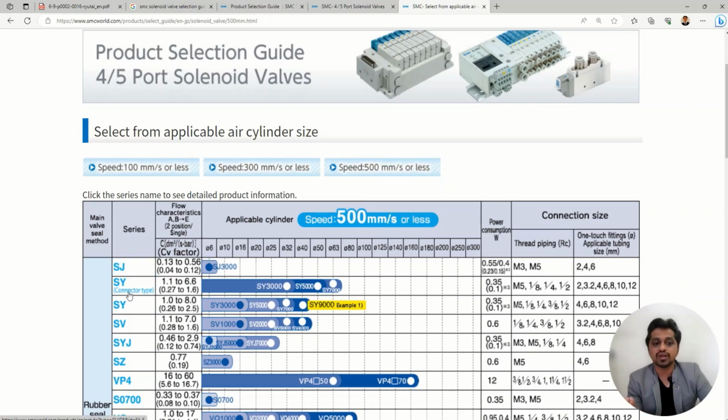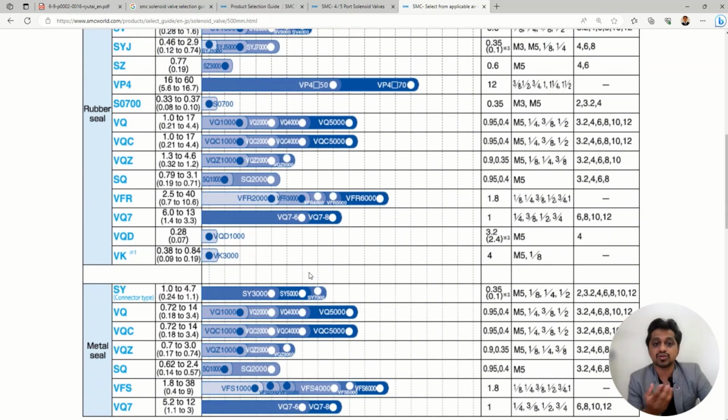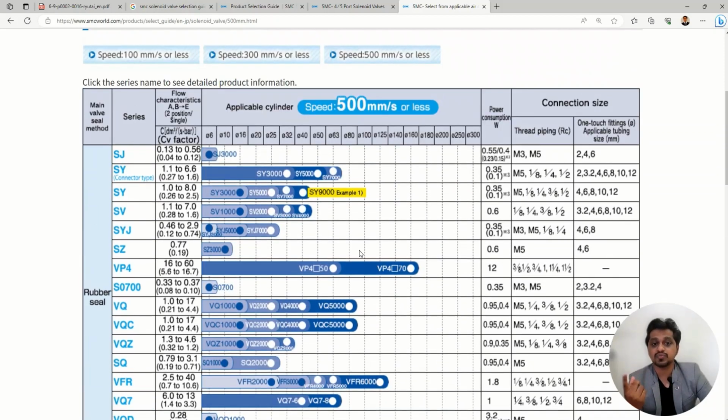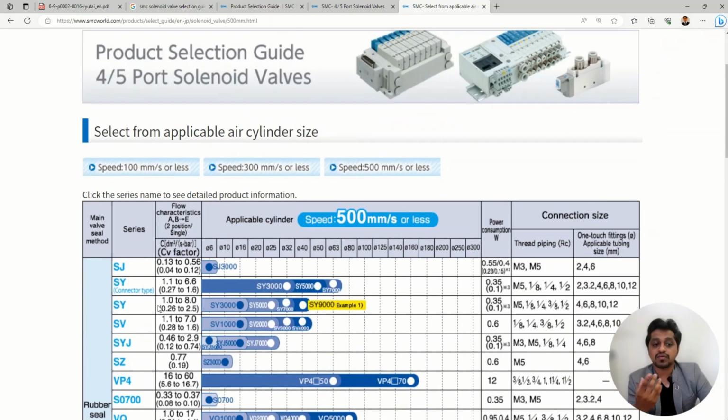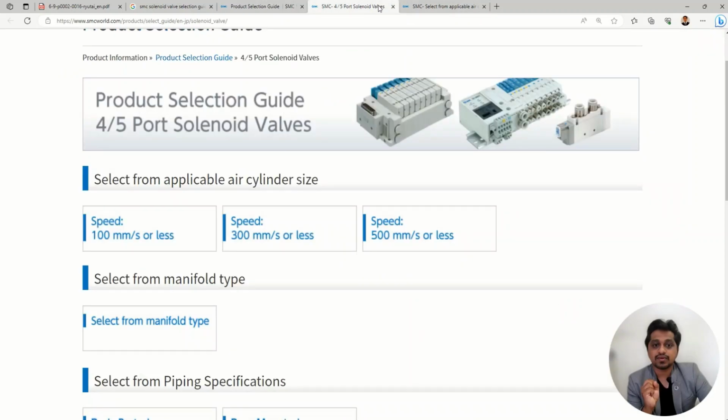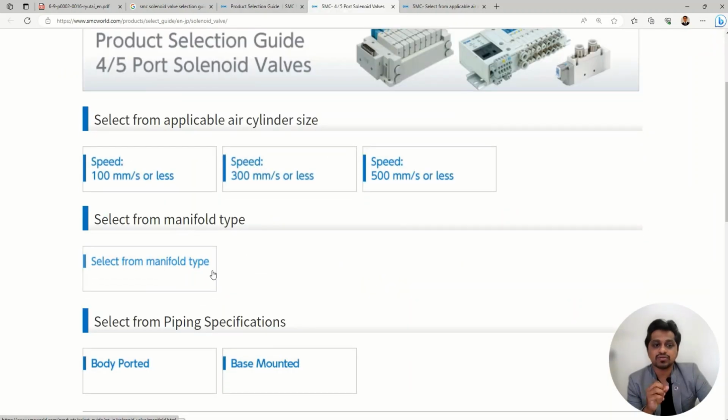And as soon as you click on the series, let's say the SY series, you can see with the SY series you can go with the higher bore cylinders with the higher speed. So this is the difference between the SJ and SY series. You can just graphically see that, right? And now let's check out the other forms.